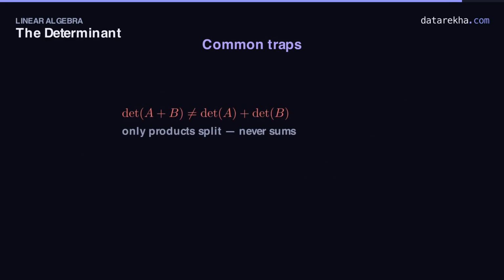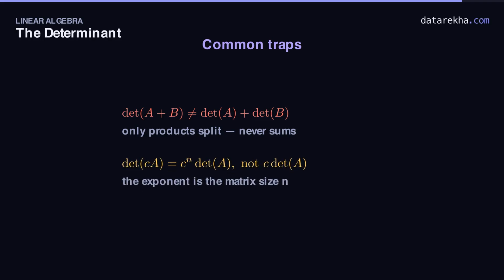Trap 1. The product rule is seductive and people extend it to sums. Do not. The determinant of a sum is not the sum of the determinants. There is no simple rule for A plus B at all. Trap 2. Scaling. Pulling a constant out of a determinant costs c to the power n, not just c. The bare c only works for a 1 by 1. For anything bigger, the exponent bites.